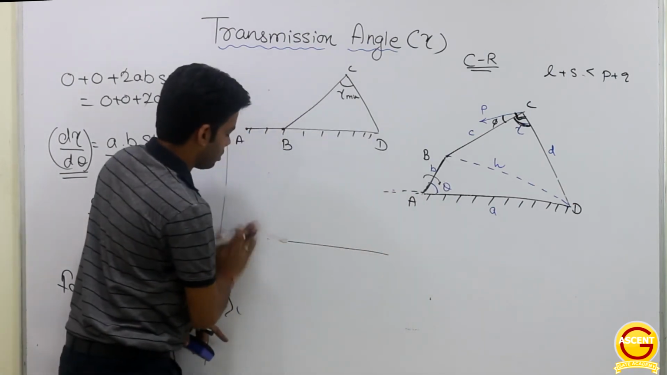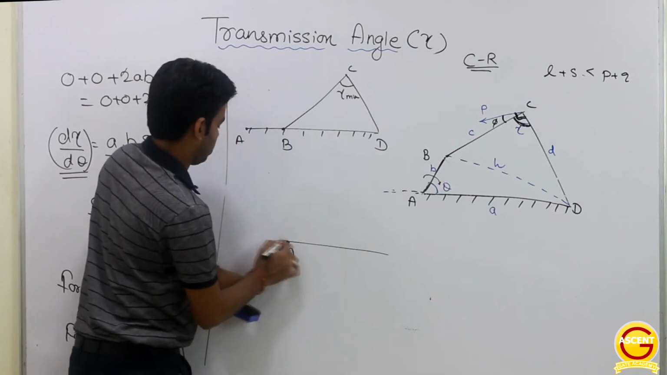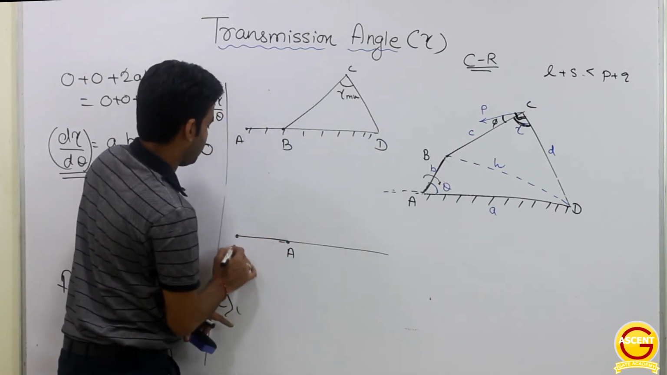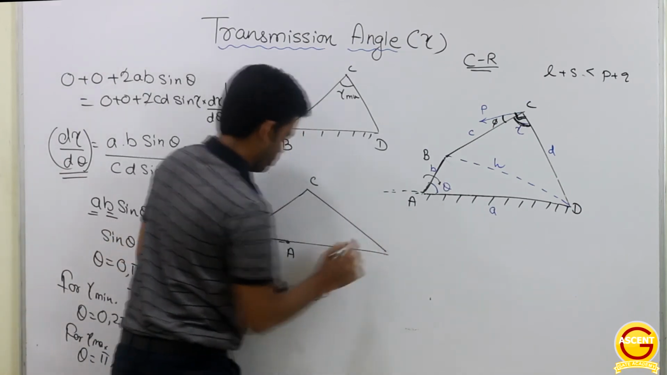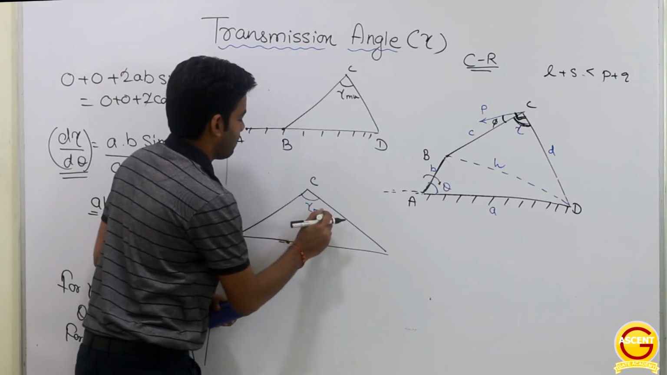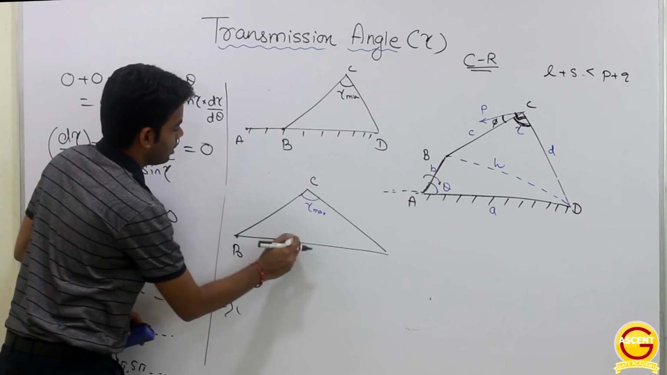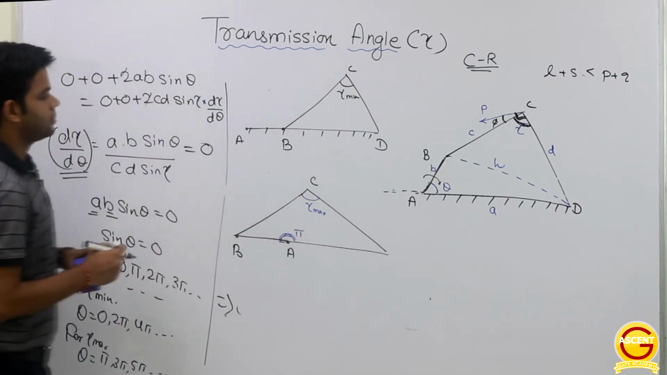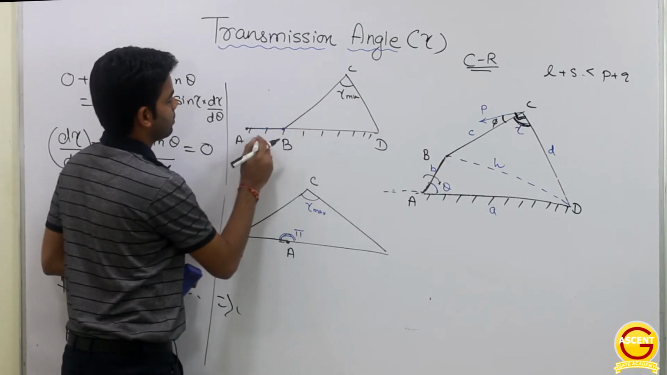Okay, then this is link AB. This will be point B. Okay, then this is point C, and then point D. So this should be nothing but gamma maximum. Getting this? So this angle is nothing but pi. Clear or not? Here this angle is nothing but 0 degree.